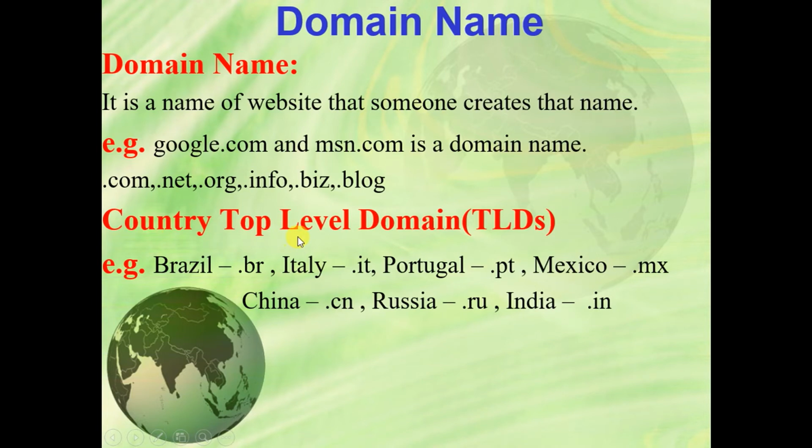Country top level domain. That is the country level. For example, any website may contain the country identification names, for example Brazil .br, Italy .it, Portugal .pt, Mexico .mx, China .cn, Russia .ru, India .in. You must first see that website before visiting. You must understand what type of website it is and which country, because there is an extension of country top level domains.